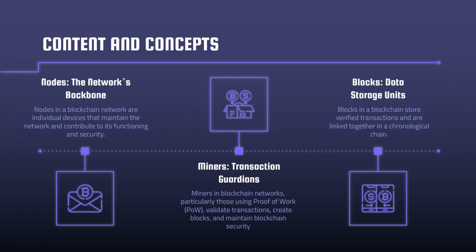Chapter 4: Blockchain Content and Concepts. Nodes in a blockchain network are individual devices that maintain the network and contribute to its function and security. Nodes verify and validate transactions, propagate them across the network, and create and validate blocks. There are different types of nodes, including full nodes that maintain a complete copy of the blockchain, lightweight nodes that rely on full nodes for specific data, and mining nodes that require power. Nodes play a role in the consensus mechanism, network health, and security of a blockchain network.